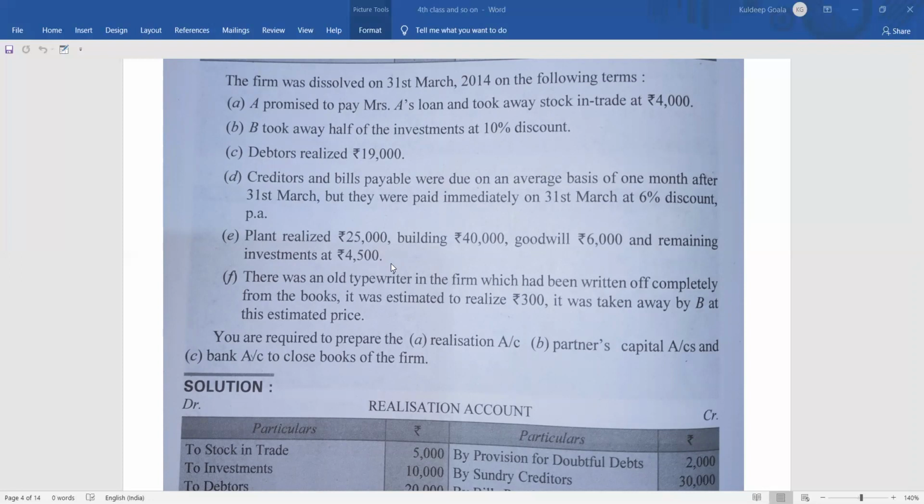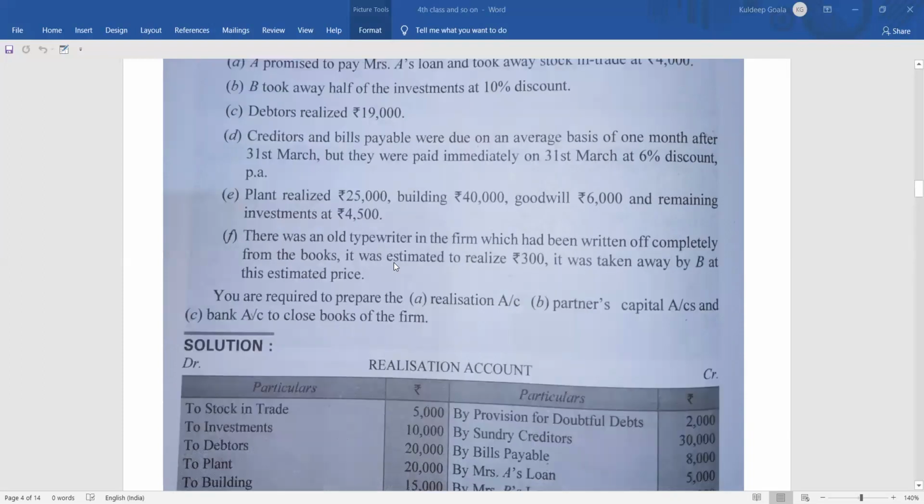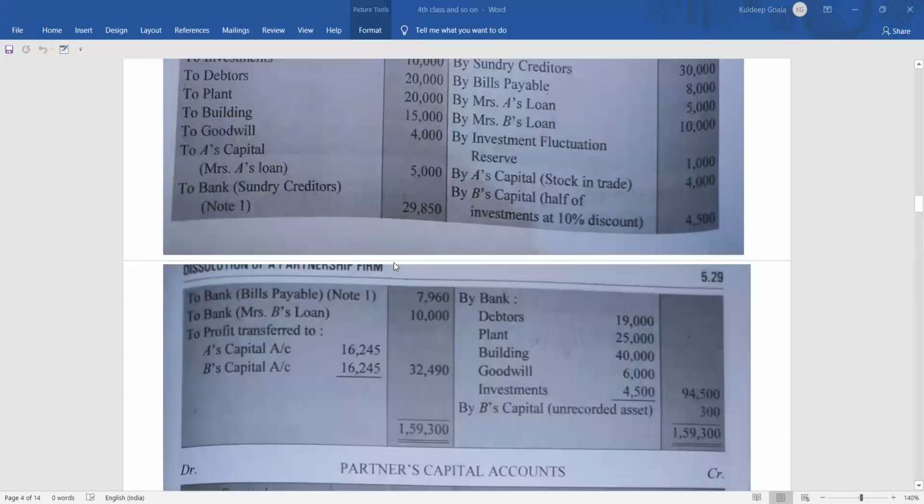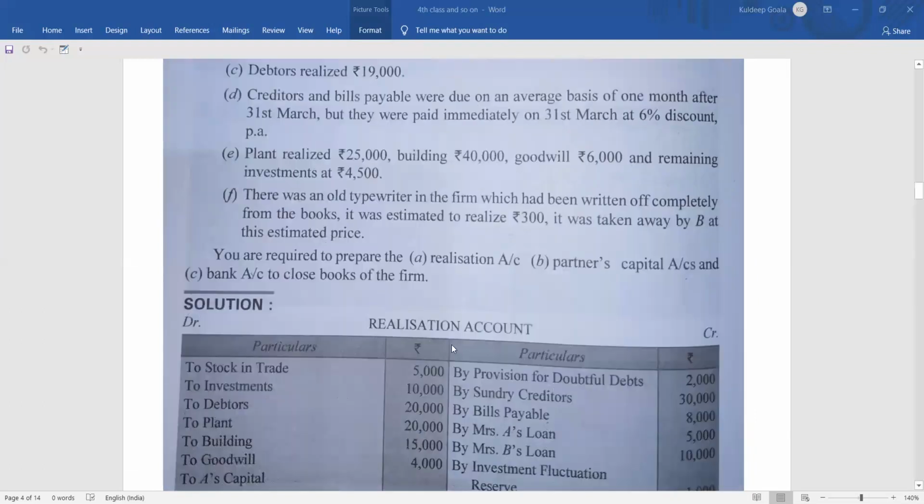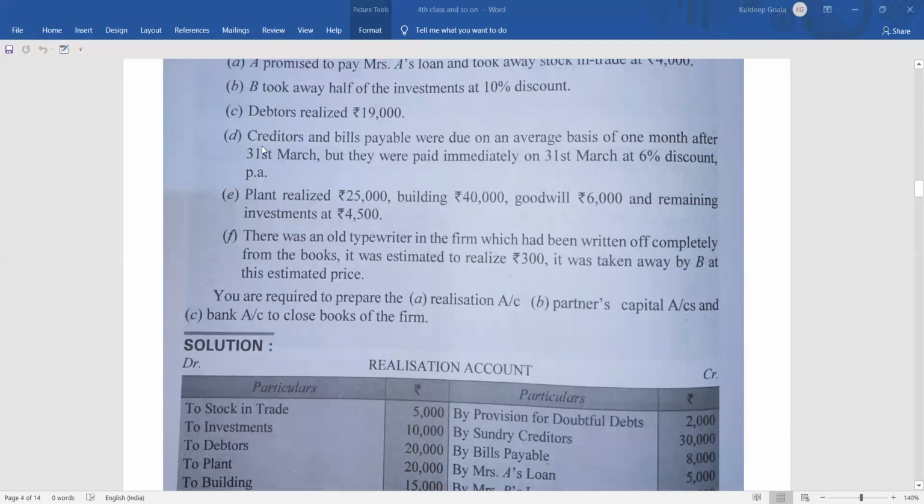So journal entry will be like this. Realization will be credit because it is a profit. We are selling the asset, and bank will be debit. We are getting the money in the bank. So bank comes in debit. Bank account debit to realization account. So realization credits, you can see by bank, debtors 19,000, plant 25,000, building 40,000, goodwill 6,000, investment 4,500. The total comes to 94,500. Now moving back again to the adjustment number D.